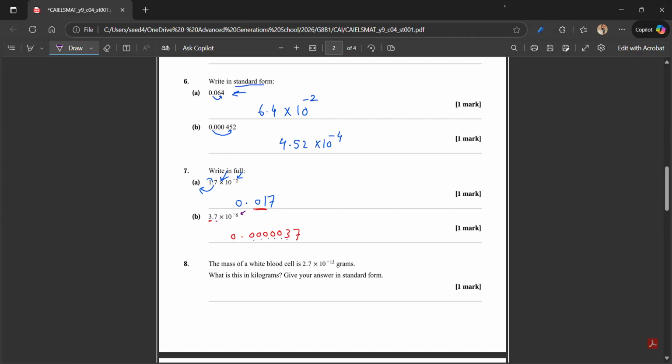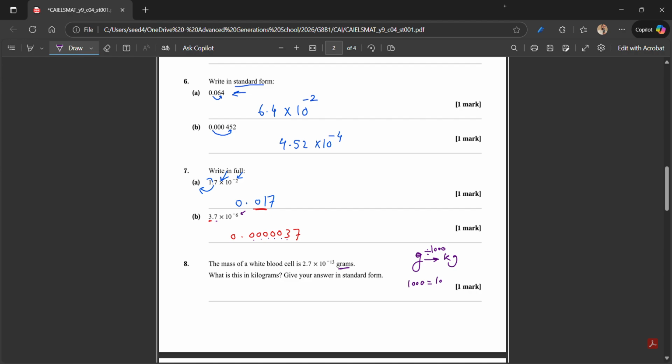Okay, here, guys, he said the mass of a white blood cell is 2.7 times 10 power negative 13 gram. And he said what is this in kilogram. To change from gram to kilogram, guys, we must divide. So here we must divide by what? Divide by 1000. Don't forget, from g to kg, we have to divide by 1000.